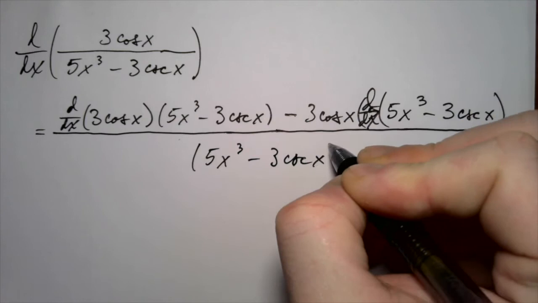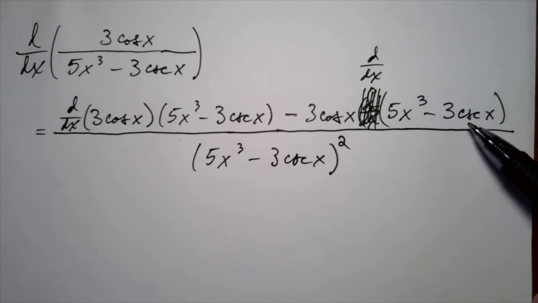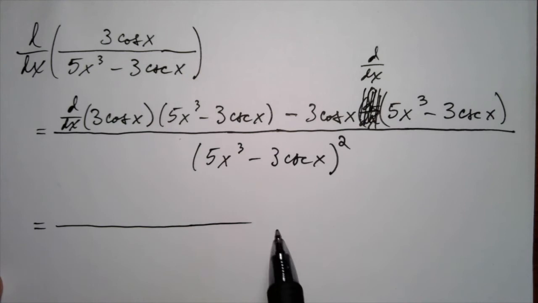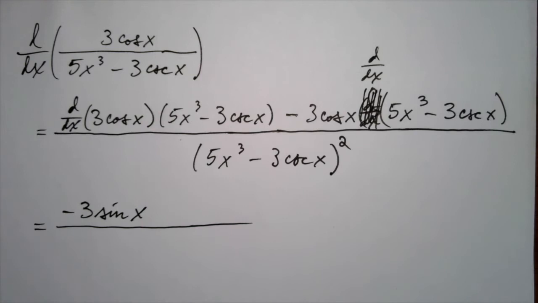Gnarly, what a mess. Okay, just to be clear, that was a typo there. It should be the derivative operator. We're taking the derivative of the bottom there. Alrighty, so what do we get? First of all, the derivative of 3 cosine of x. Well, the derivative of cosine is minus sine, and multiplying by 3 just comes along for the ride. Constants don't matter. So it'll be minus 3 sine of x, and that's being multiplied by 5x cubed minus 3 cosecant of x.